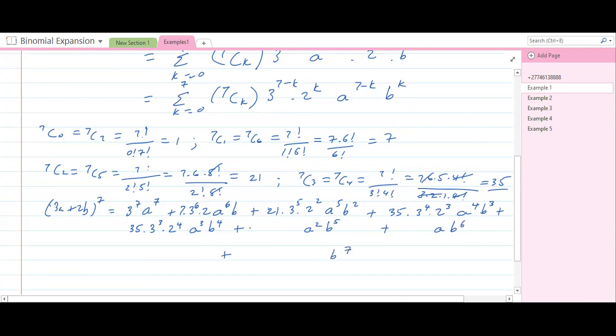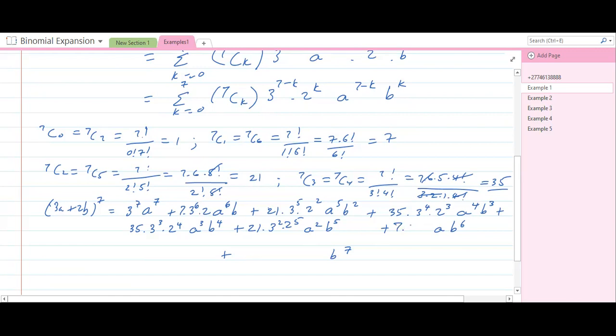So what is here for a squared b to the 5? For a squared b to the 5, we're looking at the value of k, which is equal to 5. So 7 choose 5 was 21, 3 squared, 2 to the power 5, a squared b to the 5, plus the next term was for k equal to 6. So 7 choose 6. 7 choose 6 is 7.